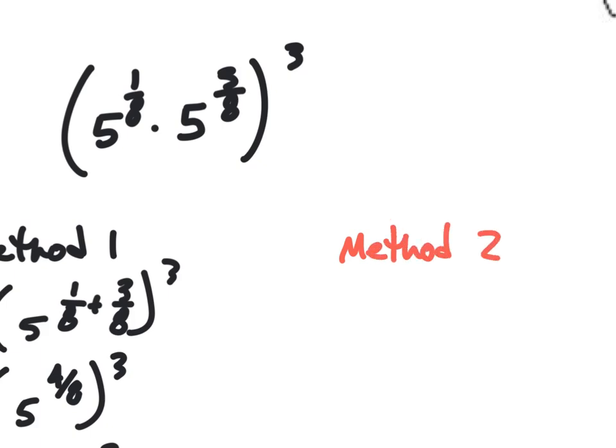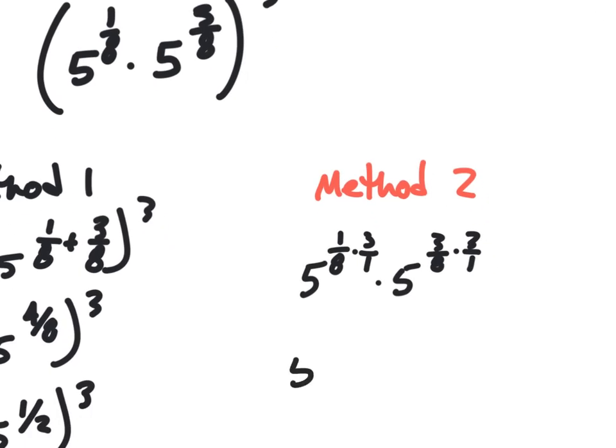If I do method 2, I'm going to distribute this 3 and multiply it by each of those. So I'm going to do 5 to the 1/8 times 3 over 1 power, times 5 to the 3/8 times 3 over 1 power. This is another way to do it. Multiply your numerators, multiply your denominators, and as a result I'm going to get 5 to the 3/8 power times 5 to the 9/8 power.